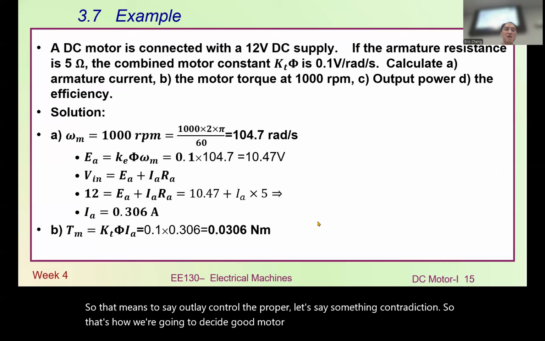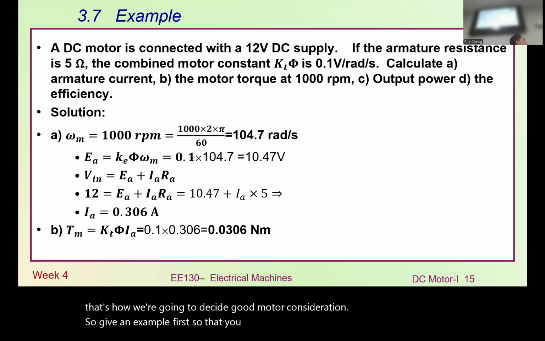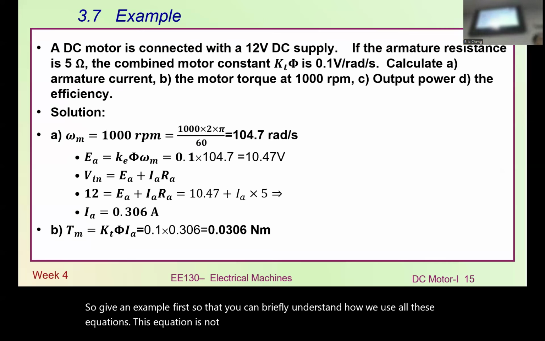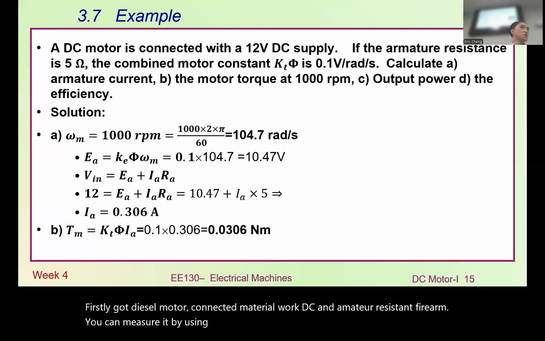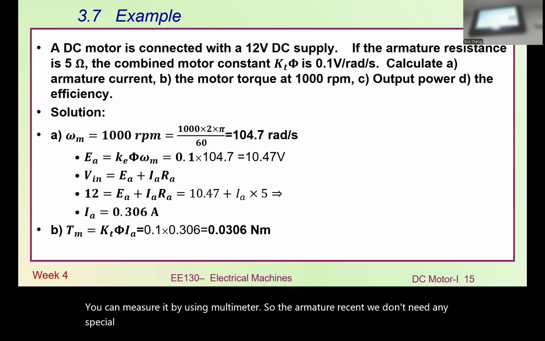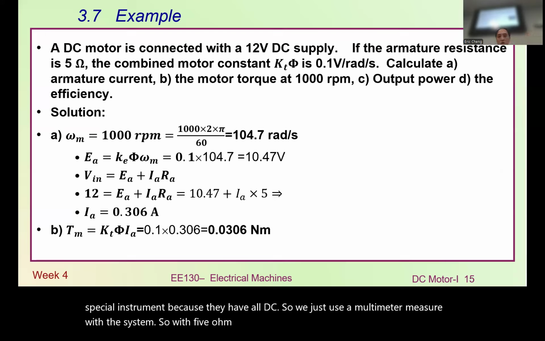So let me give an example first so that you can briefly understand how we use all these equations. These equations are not complicated, very straightforward. So let's go for a quick example. Firstly, you have a DC motor connected to 12 volt DC, and the armature resistance is 5 ohm, which you can measure using a multimeter. For the armature resistance, we don't need any special instrument because it's all DC, so we just use a multimeter to measure the resistance. So it's 5 ohm. The compounded constant, K times phi, is 0.1.